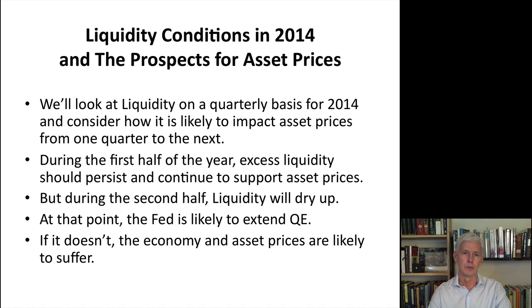In the fourth video, we'll look at liquidity on a quarterly basis for 2014 and consider how it's likely to impact asset prices from one quarter to the next. During the first half of the year, excess liquidity should persist and continue to support asset prices. But during the second half, liquidity will dry up. At that point, the Fed's likely to extend quantitative easing. If it doesn't, the economy and asset prices are likely to suffer.